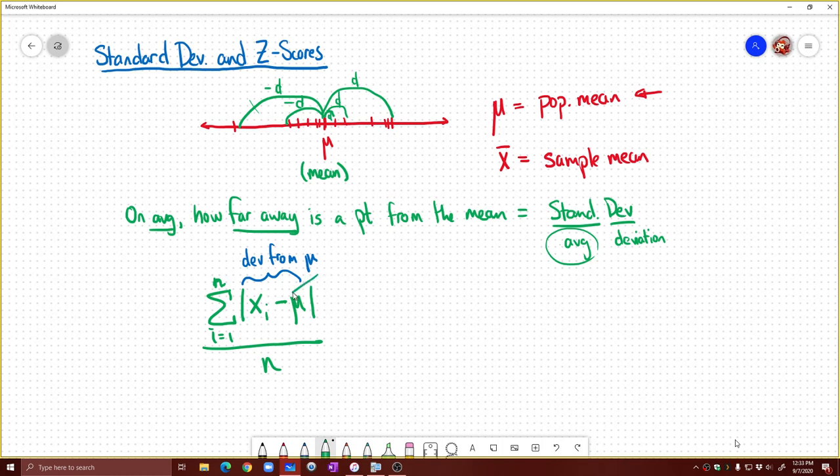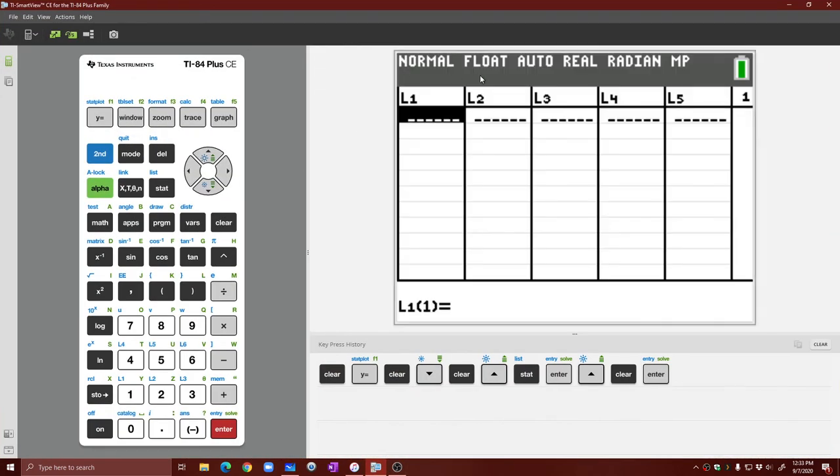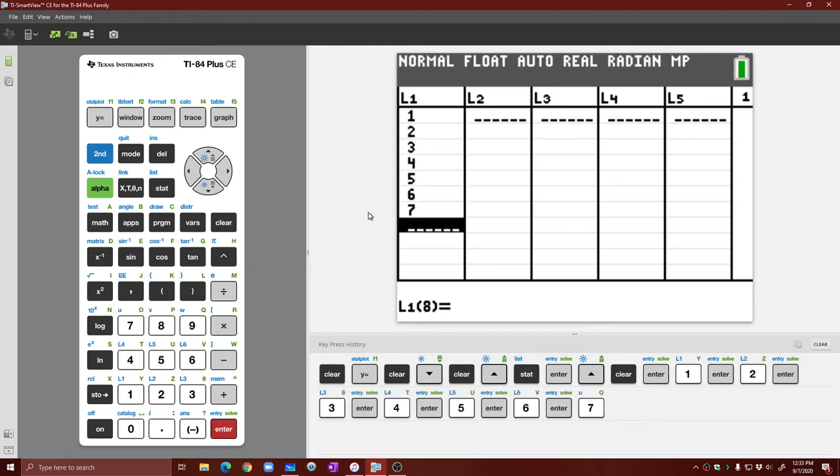Now again, you don't need to calculate it by hand. Our calculator does it for us. So I'm going to pull up the TI calculator here, and I'm going to share that, and I'm going to put in some data points. So let's say I'm just going to do something simple here. So 1, 2, 3, 4, 5, 6, 7, 8, 9, 10.